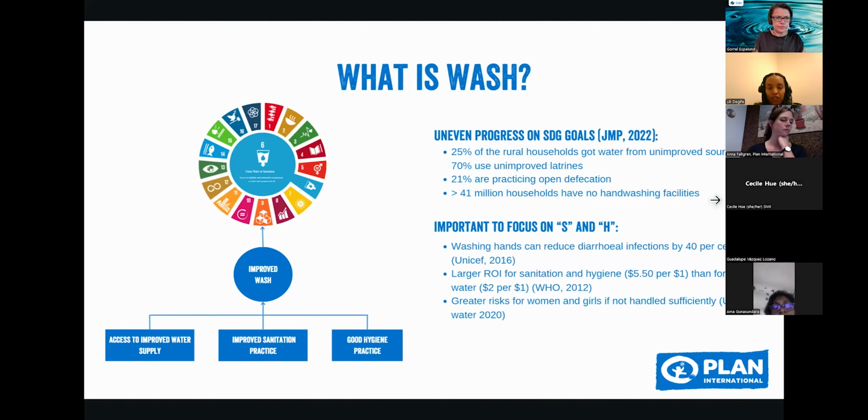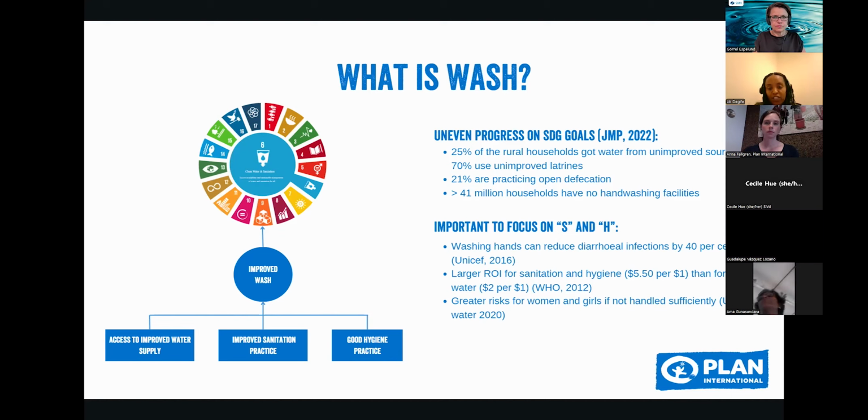But when we see the figures in practice, Ethiopia, like many other developing countries, is far behind in meeting the sanitation and hygiene goals of the SDG. As you can see on the screen, according to the JMP 2022 report, only 25% of the rural households got water from an improved source, whereas those households who use unimproved latrines are about 70%, which is much higher than the water. And also 21% are still practicing open defecation.